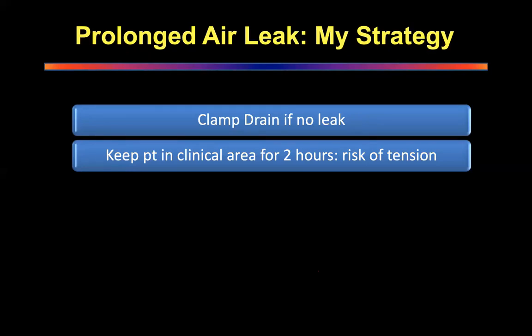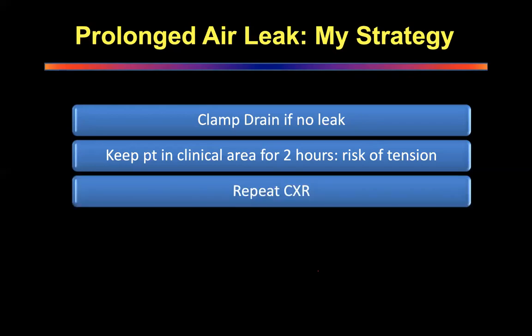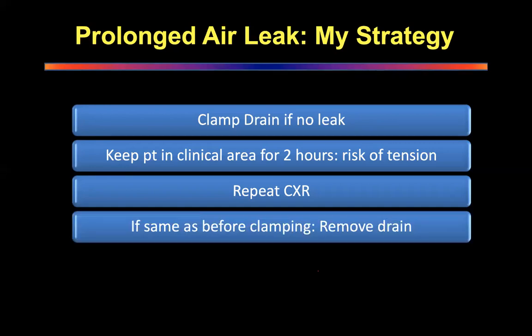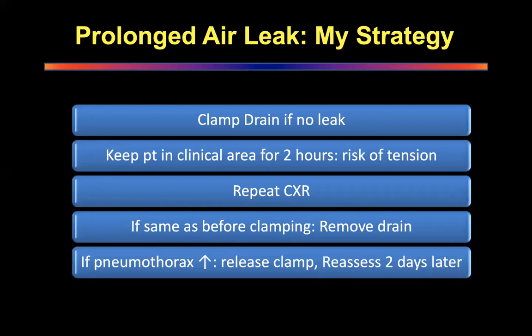You know, the nurse is there and somebody is always keeping an eye out for him, or a relative is there. After 2 hours, he goes down to radiology and he has a repeat chest x-ray. Once I have seen the repeat chest x-ray, if it is the same as it was before clamping, then I know that the patient will tolerate the drain coming out, and I take the drain out. I just pull it out, and I always leave a purse string there, which I tie off. Of course, if I find that the chest x-ray is showing slightly increased pneumothorax, then I'll release the clamp. And nothing lost by it.